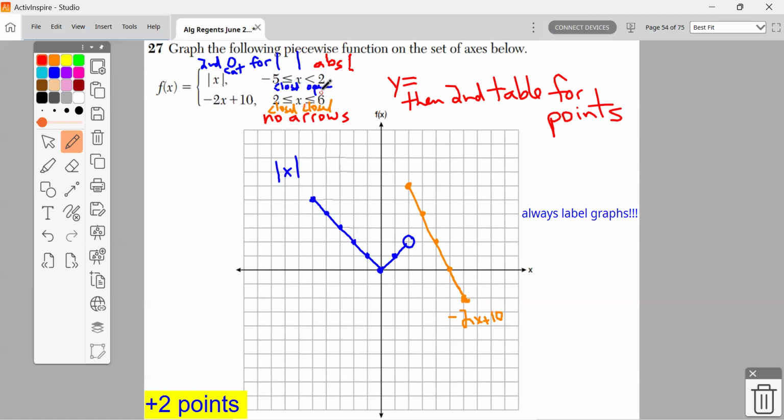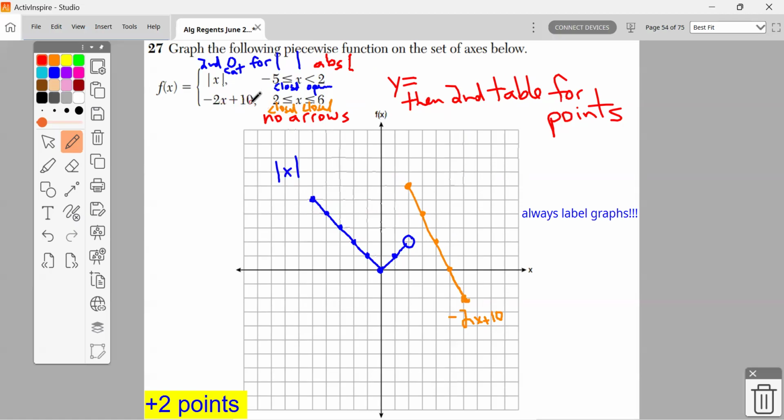We only want to graph that from -5 to +2. This has an or equal to symbol, so that's going to be a closed dot. This just has a less than symbol, so that's going to be an open dot. So we type it into our y equals, second table for your points. We don't put arrows on the ends here. That's the tricky part of this question, because it only goes from -5 to +2. So closed dot right here, open dot right here, no arrows on the ends.